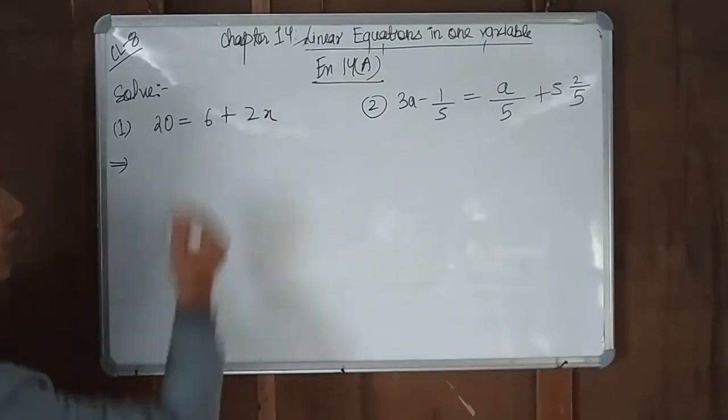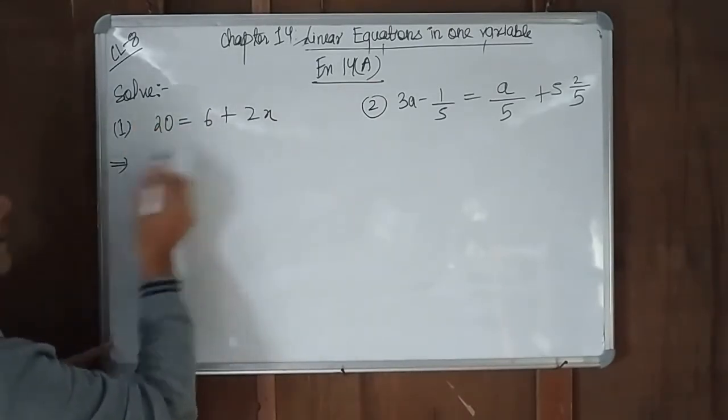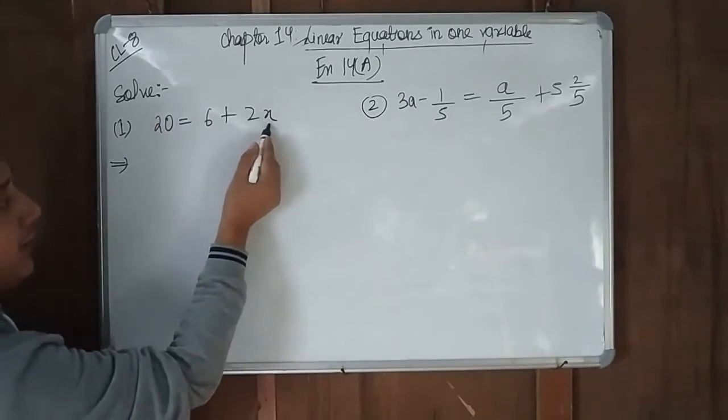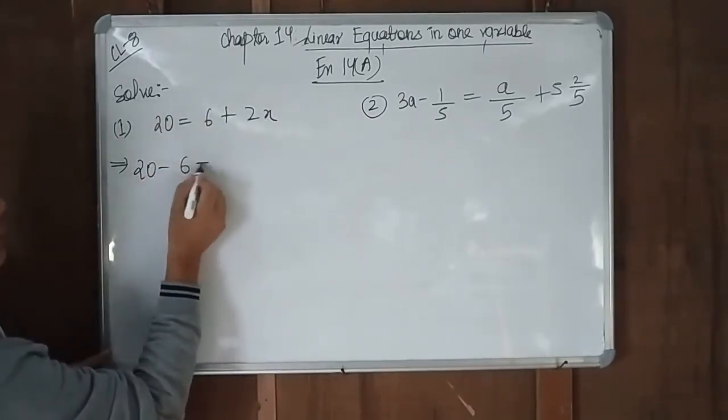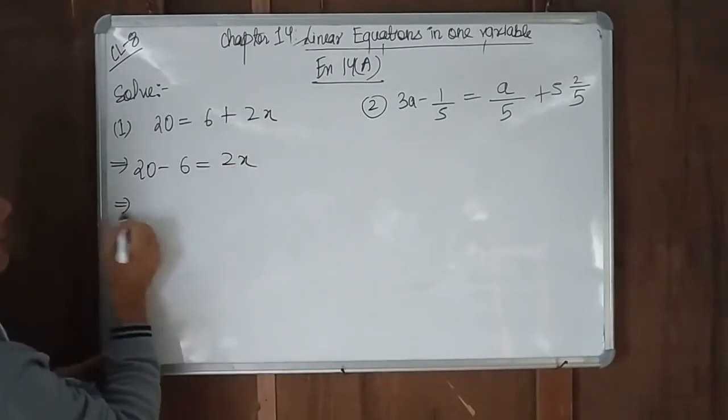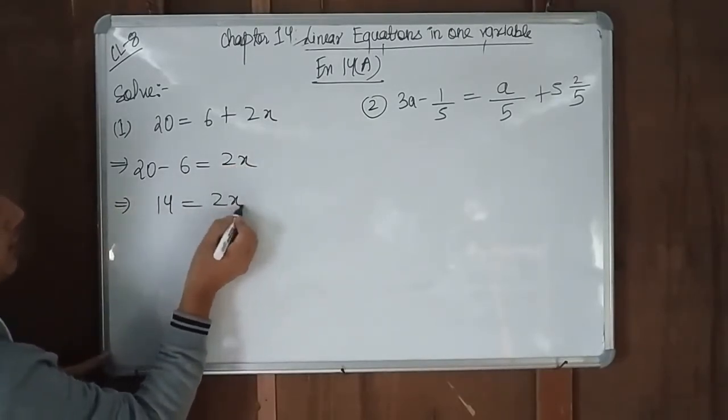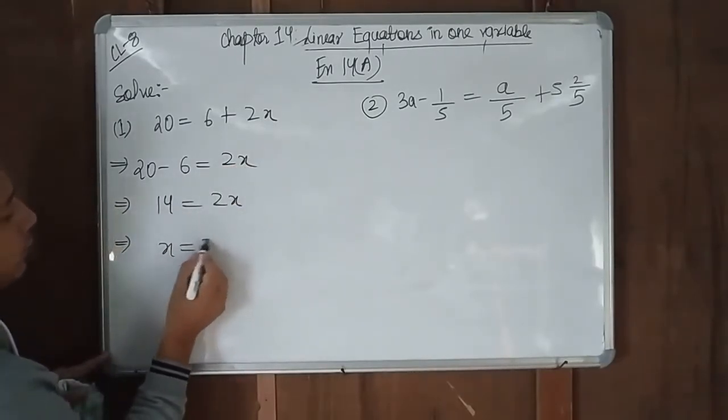Okay? Let us simplify. Solve means to find the value of x. Take this constant to the left hand side. So 20 minus 6 is equals to 2x. 20 minus 6, 14 is equals to 2x, which will give you x is equals to 7.